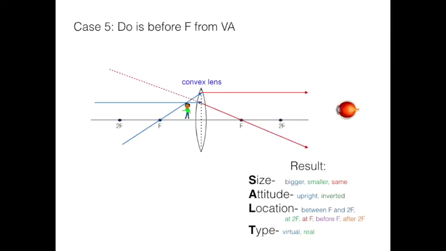Next, let's try to extend the image. Extend the line, and then therefore, there's an image which is basically a bigger image, upright image, located before F, and that is between F and the vertical axis, and a virtual type of image.